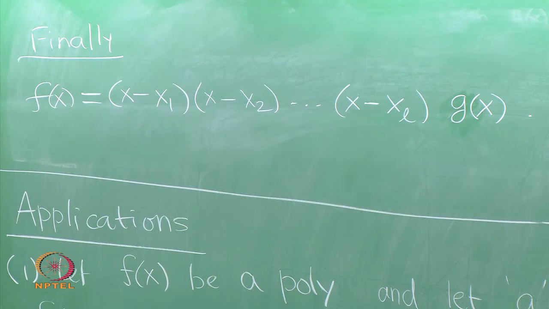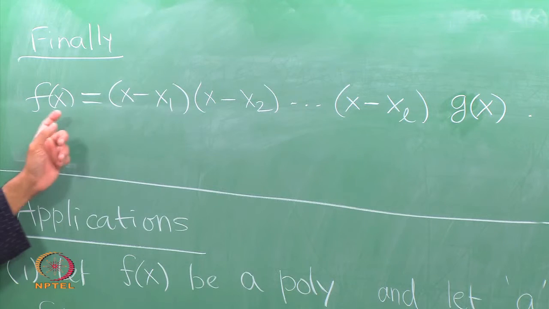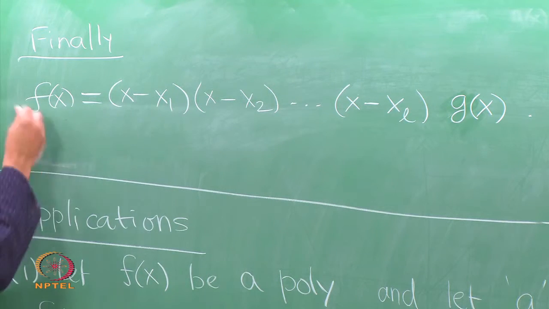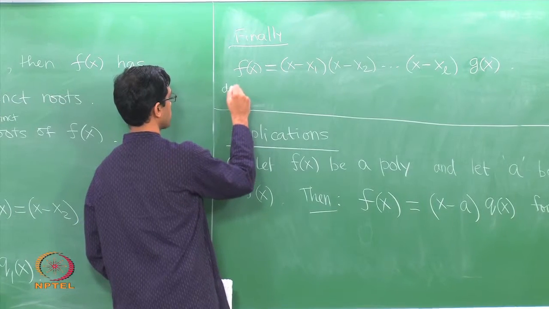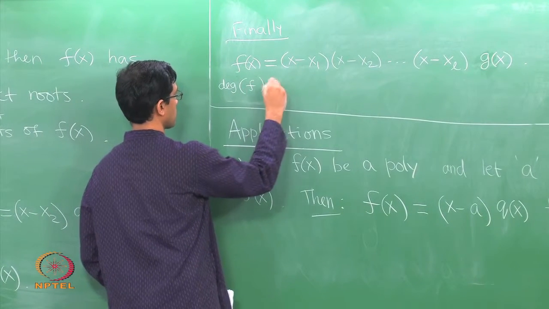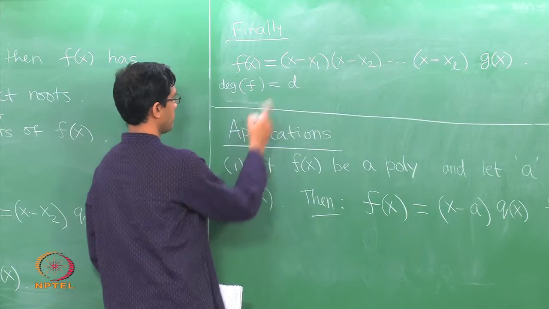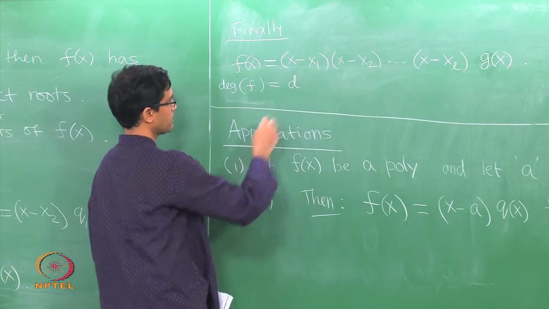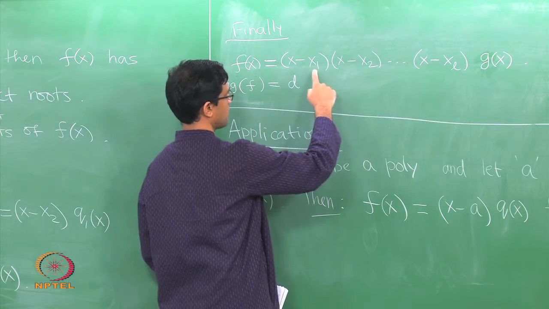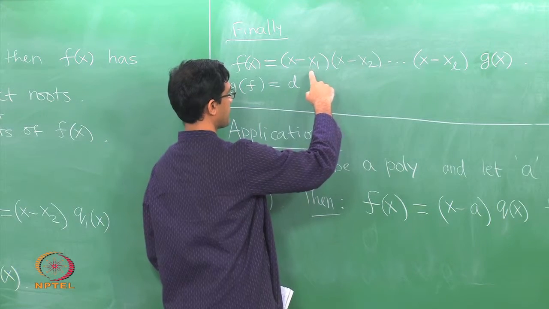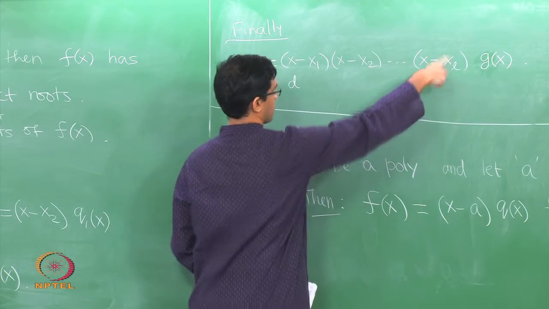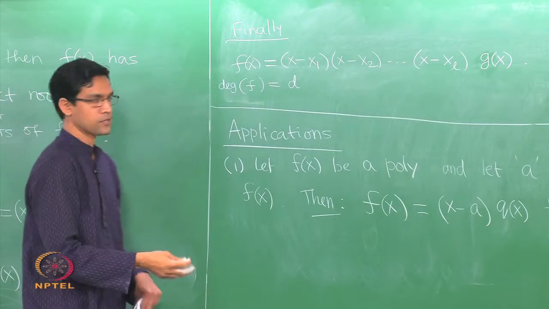Now observe that again it is the same degree argument. On the left hand side, f of x has degree, so what is the degree of f of x? So degree of f of x is d, that was the assumption. Whereas the degree of the right hand side, observe the right hand side has, well, how many terms does it have? There are L terms here and then one more, which is another g of x.